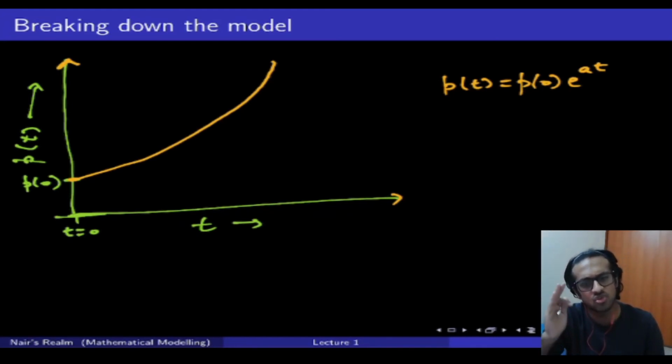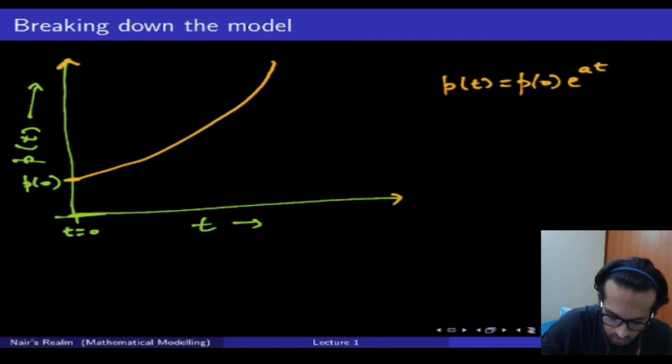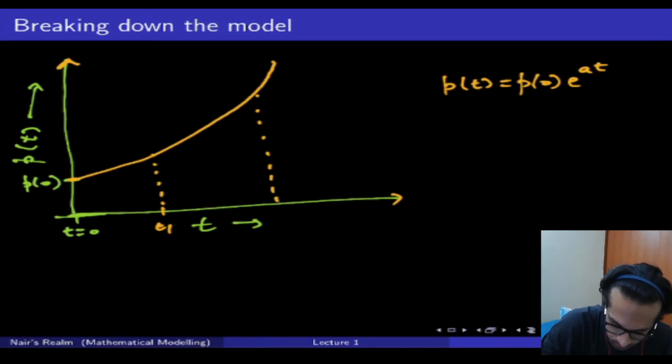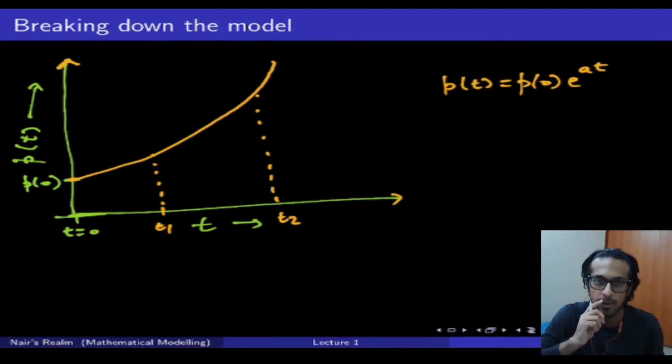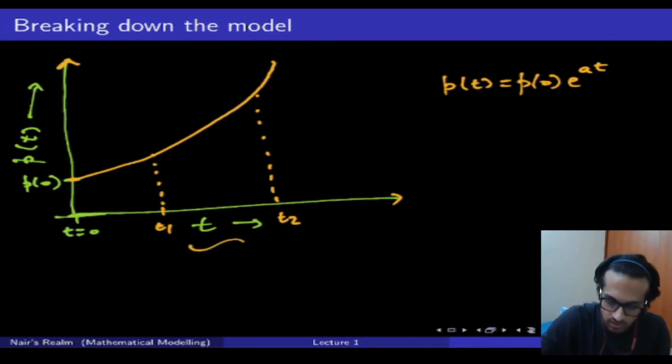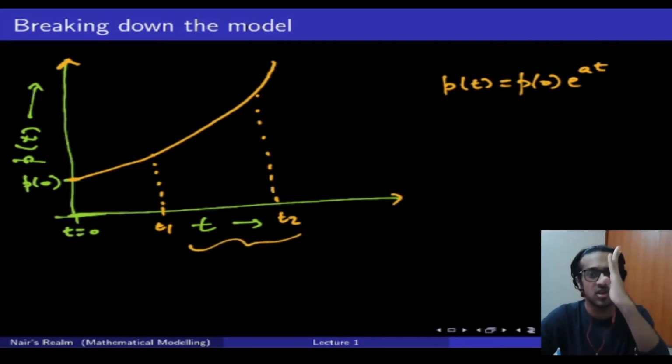The population is growing so high. So if I were to take, let's say this is some t1, and let's say some t2. The growth rate from t equal to 0 to t equal to 1, if we were to compare that with t1 to t2, we'd notice that from t1 to t2, the growth is so much faster and so much steeper than between t0 and t1. And that is the characteristic of the exponential graph itself.